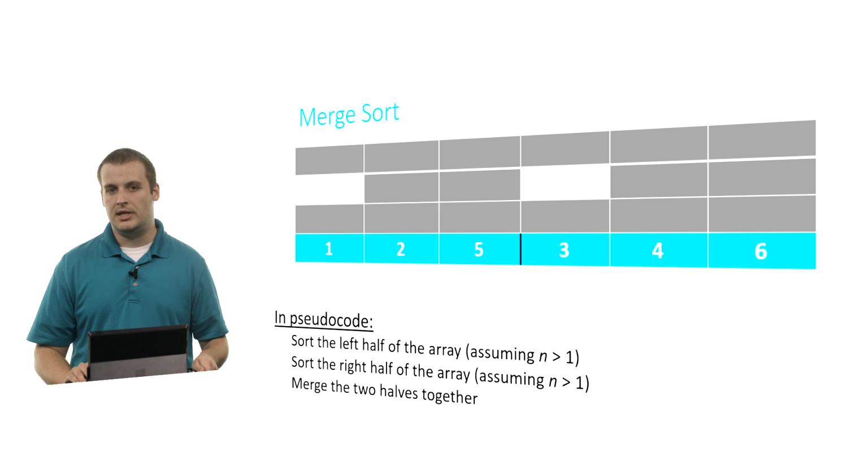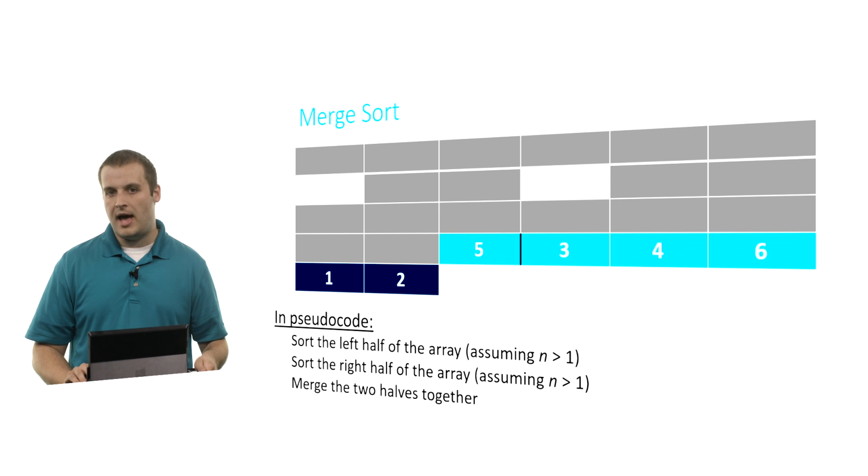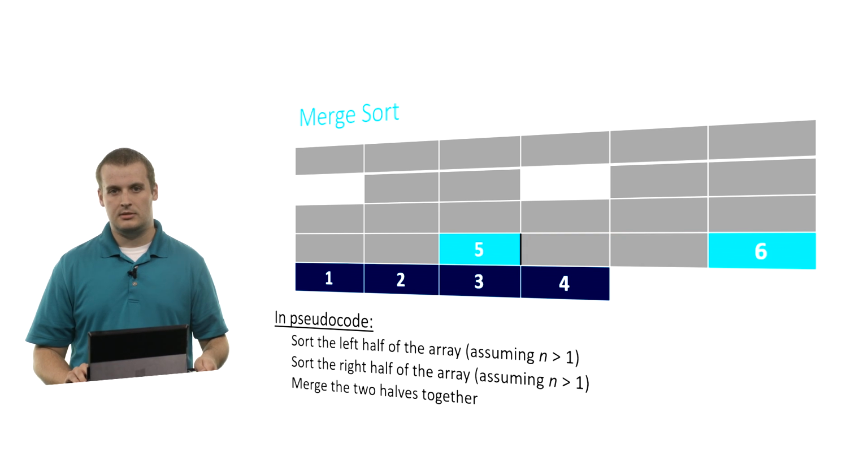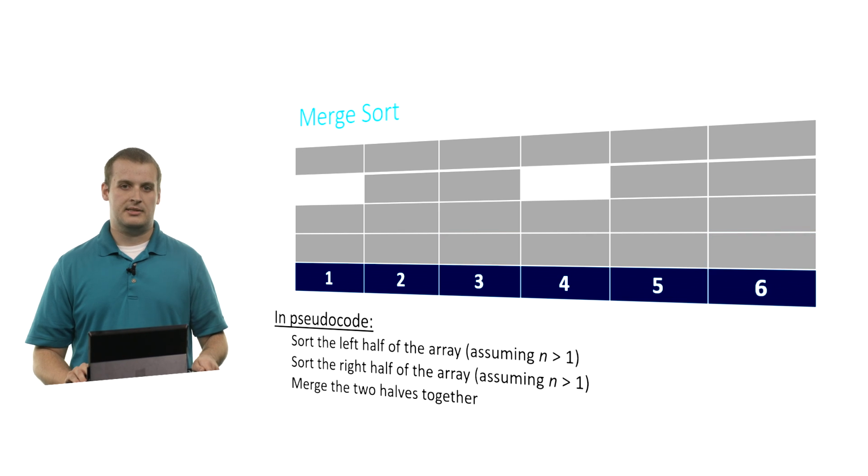1 is less than 3, so 1 goes. 2 is less than 3, so 2 goes. 3 is less than 5, so 3 goes. 4 is less than 5, so 4 goes. Then 5 is less than 6, and 6 is all that remains.